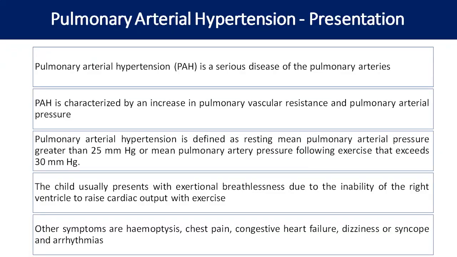The next common complication is pulmonary arterial hypertension. It is a serious disease of the pulmonary arteries and is characterized by an increase in the pulmonary vascular resistance and pulmonary arterial pressure. It is defined as a resting mean pulmonary artery pressure of more than 25 mmHg, or mean pulmonary artery pressure following exercise that exceeds 30 mmHg. The child usually presents with exertional breathlessness due to inability of the right ventricle to raise cardiac output with exercise. They can have symptoms like hemoptysis, chest pain, congestive heart failure, dizziness, syncope.